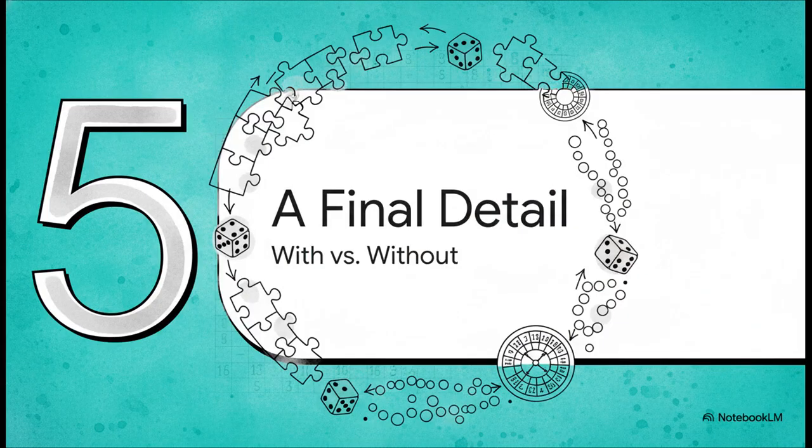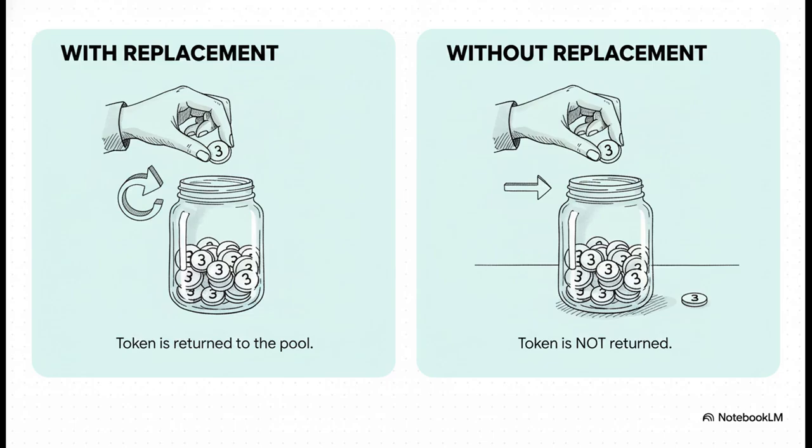We are so close to the finish line. There's just one last little detail we need to cover about how we pick those numbers. It sounds a little nitpicky, but trust me, it matters. And it's this idea of sampling with replacement versus without replacement. With replacement is like drawing a name from a hat, reading it, and then putting that name back in the hat. That means the same person could get picked again.